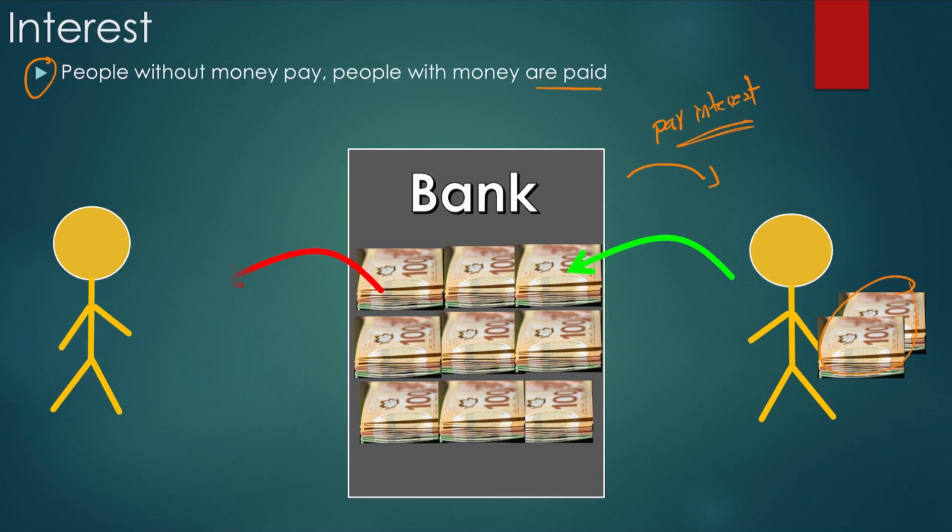Now, if you are on the other side where you don't have money and you need to be borrowing from the bank, then you are going to have to pay interest to the bank. So the bank's in the middle here, taking from some people, giving to others, and controlling all this money. If you're giving it to the bank, you get paid. If you're taking it from the bank, you have to pay. That's maybe a bit of an oversimplification, but that's basically how it's going to work.